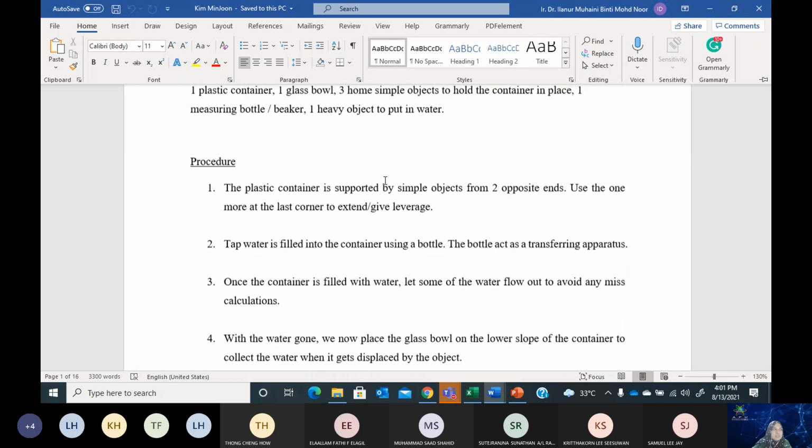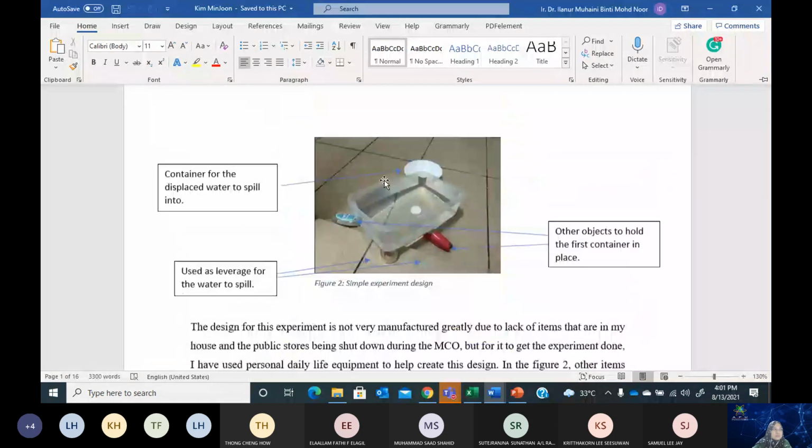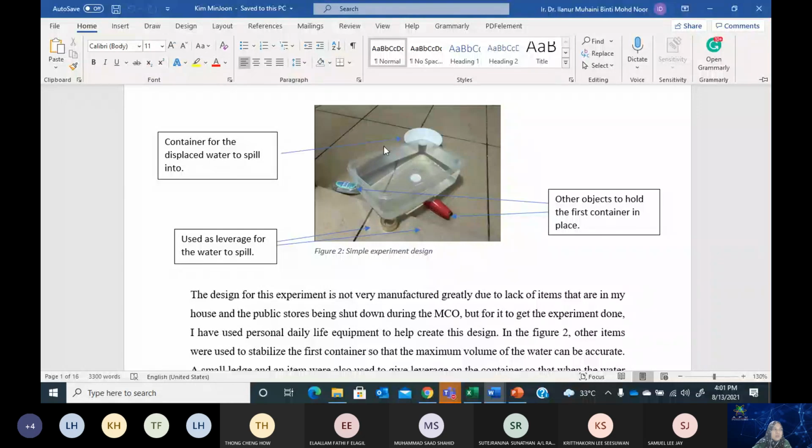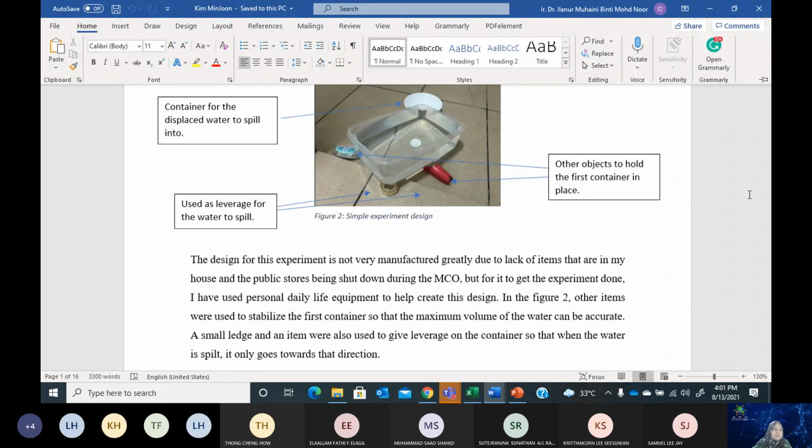So inside the container just now, inside this, he will put certain object inside this. When he puts certain object, water will drop into the other container.